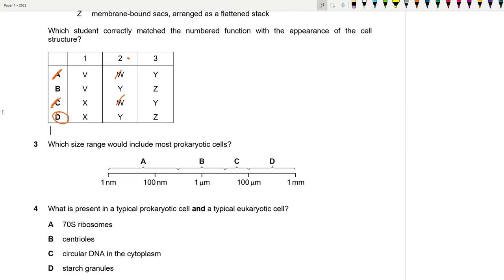Which size range would include most prokaryotic cells? Okay, prokaryotic cells are typically, like, what about a eukaryotic cell?